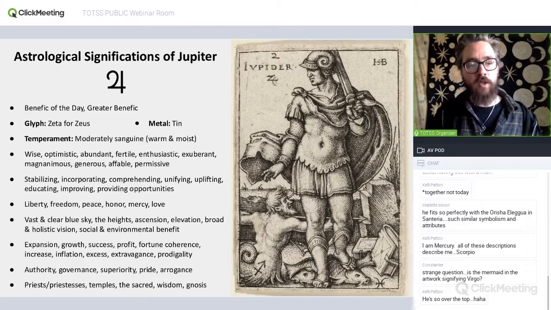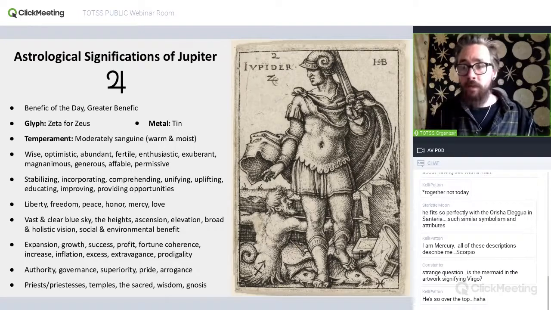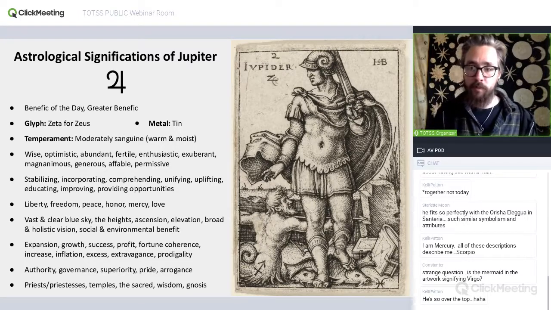Expansion, growth, success, profit, fortune. There should be a comma after fortune there. Fortune, coherence, increase, inflation, but also, as Kelly was just pointing out here, things like excess, extravagance, or prodigality are also Jupiterian. And that points to where Jupiter can sometimes bring difficulties as well. Things like excess and extravagance could be problematic in a life. Jupiter can also signify authority, governance, but also superiority, pride, or arrogance as well, if he's in a more difficult position.